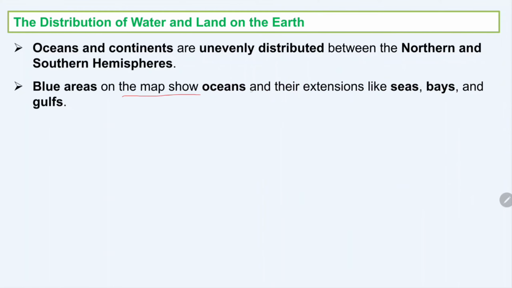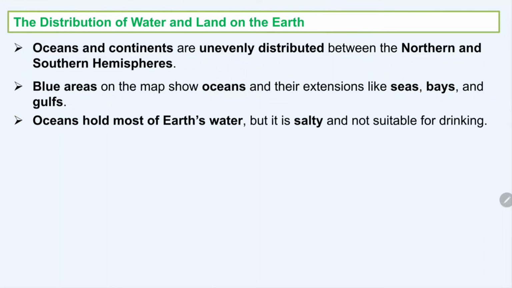Blue areas on the map show oceans and their extensions like seas, bays and gulfs. Oceans hold most of the earth's water, but it is salty and not suitable for drinking. Although 70% of the earth is full of water, isn't it? Even so, it is not suitable for drinking. Why? Because it is salty, isn't it? It is not fit for consumption.